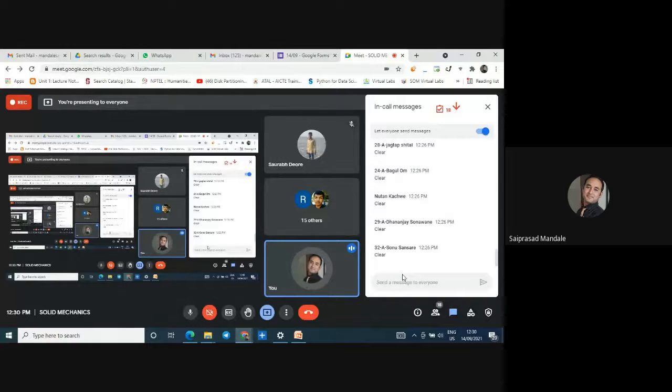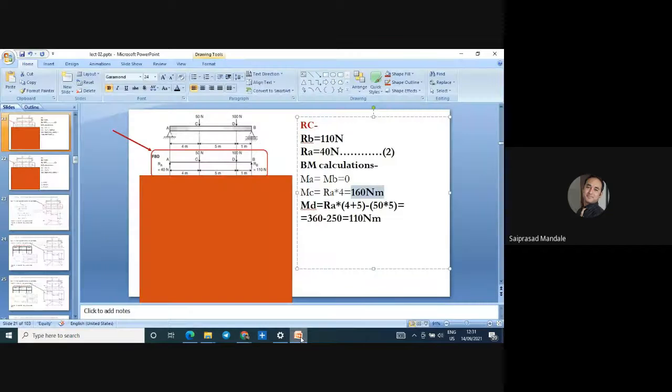Okay, right now it is 12:30. Today I'm going to stop over here. So today we have done the reaction calculation, SF calculation and bending moment calculation. Now steps number 4, 5 and 6 remain: SF drawing, BM drawing and calculation of point of contraflexure if there is any.